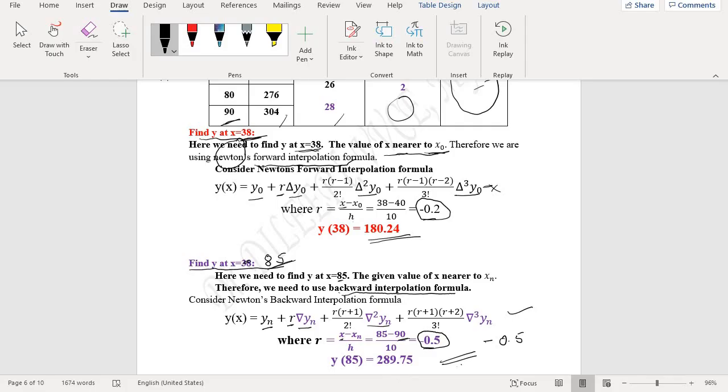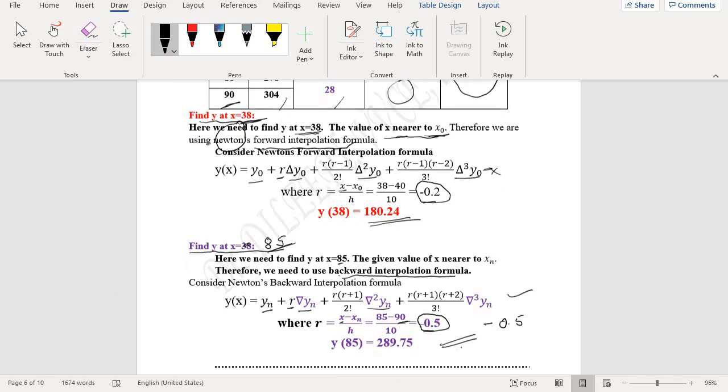So usually in the examination you are going to get the problems like this. In one problem we may ask the forward and backward both. You need to identify the suitable one and then you need to construct one table. From one table you can apply both the formula. If the requirement is forward interpolation, use the first value from the third column, or if the requirement is backward interpolation, use the last value from the third column. So this is your working procedure of forward and backward interpolation formula.